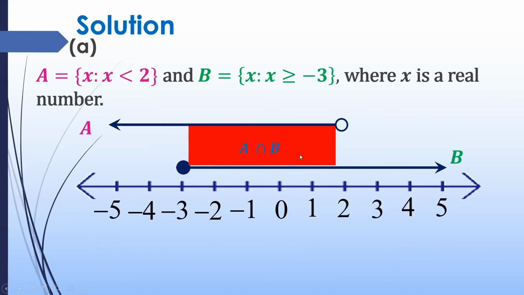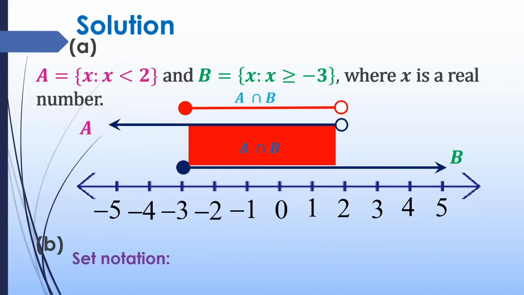For the set A, I start at 2, but 2 is not included, and I move to the left. So for A intersection B, I would have a shaded circle at -3 and an unshaded circle at 2. This would represent A intersection B. And in set builder notation, this is how I'm going to write it.